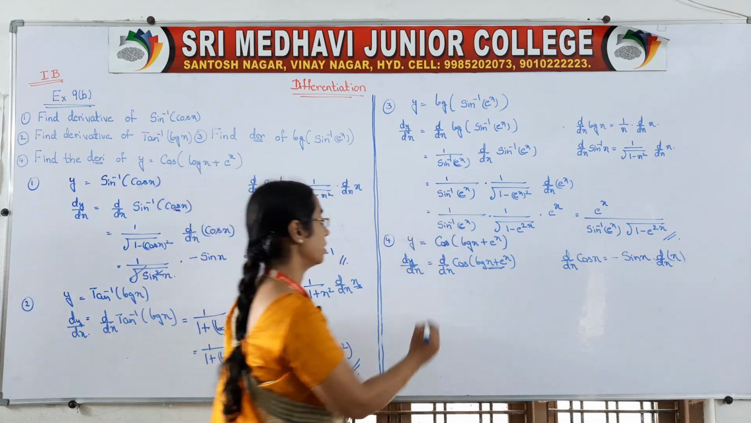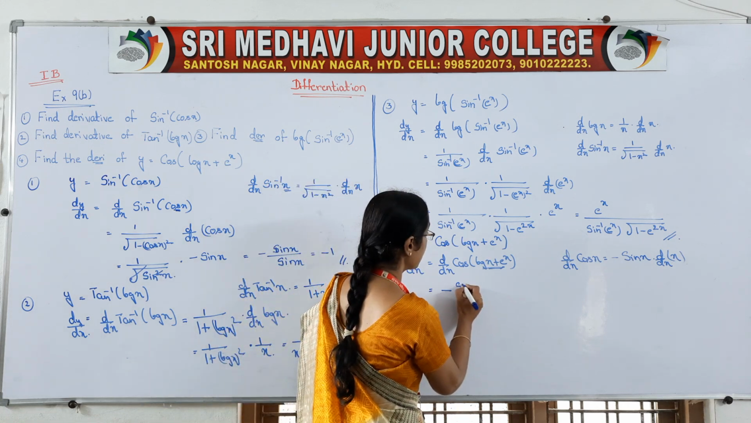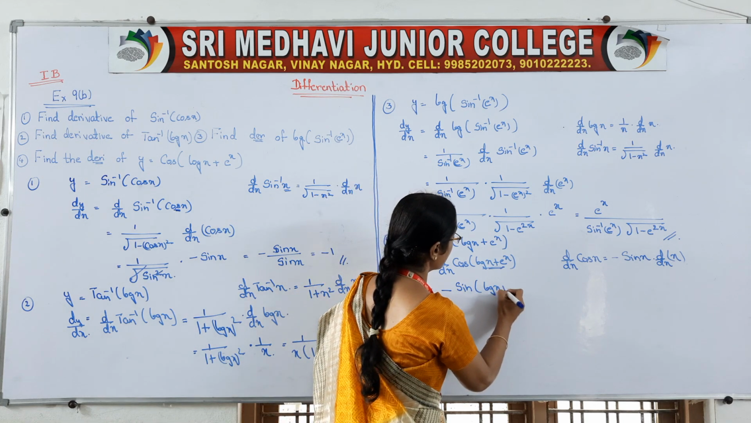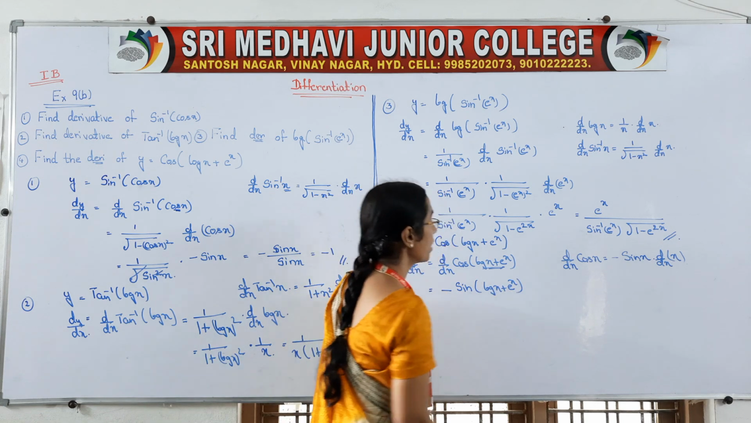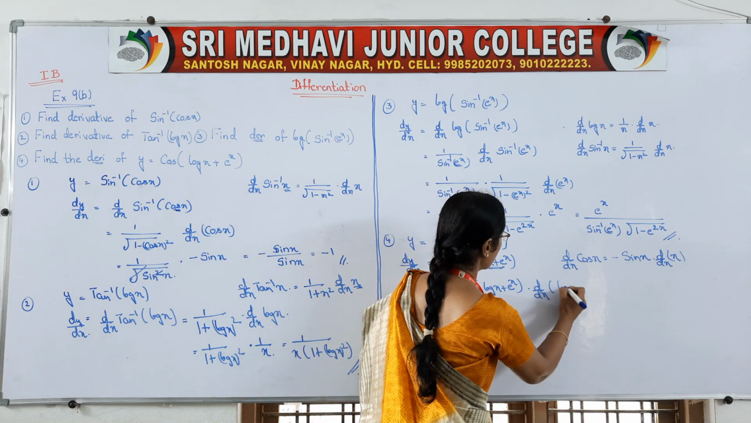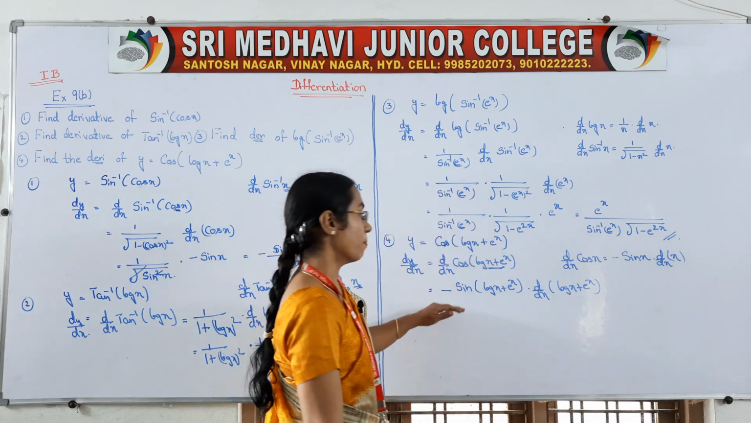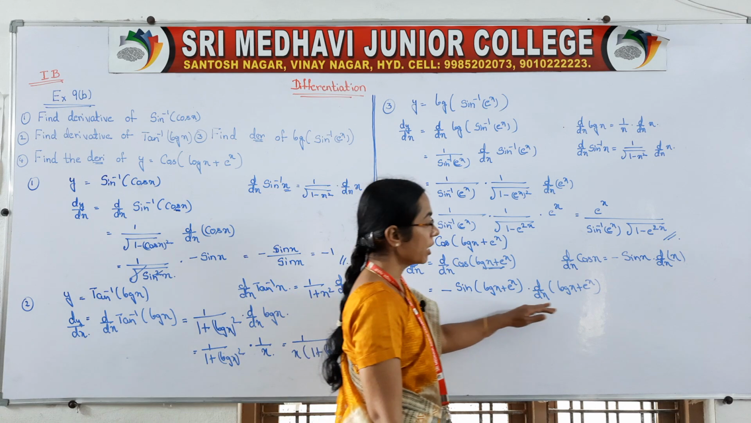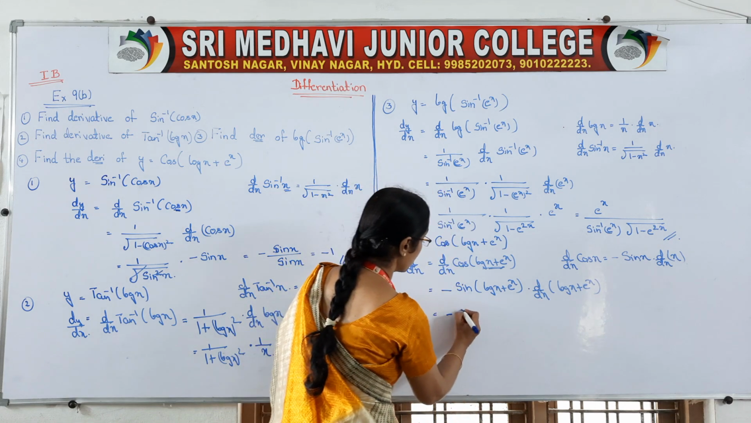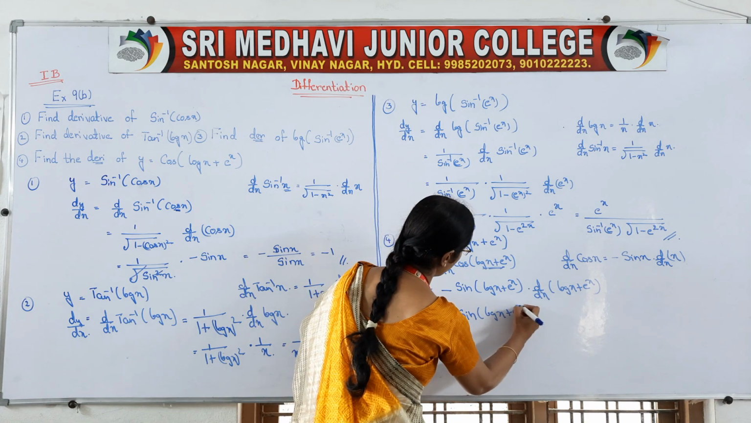Here, instead of x in the formula, we are having this one as the variable. So we can write this as minus of sine of, what is the variable? It is log x plus e to the power of x, into d by dx of log x plus e to the power of x. Okay, minus sine of that variable into d by dx of that variable is equal to minus sine of log x plus e to the power of x.